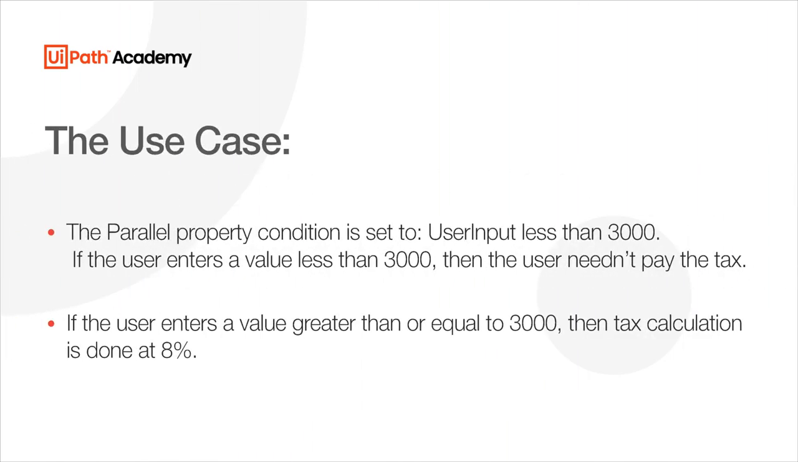Let's see how we can use the parallel activity to calculate the tax based on the amount entered by the user. The parallel property condition is set to user input less than 3,000. If the user enters a value less than 3,000, then the user needn't pay the tax. If the user enters a value greater than or equal to 3,000, then tax calculation is done at 8%. It then logs and displays the values before and after tax calculation as per the user entry.